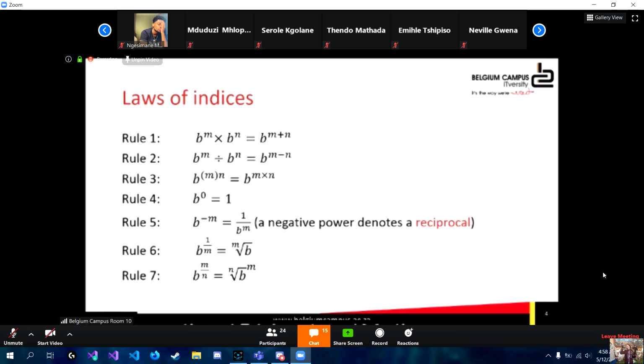Then rule number 7 is a combination of rule number 6 and rule number 3. So you first find the root, and whatever answer you get, you then raise it to the power of m, which is the same as finding the nth root of b to the power of m.